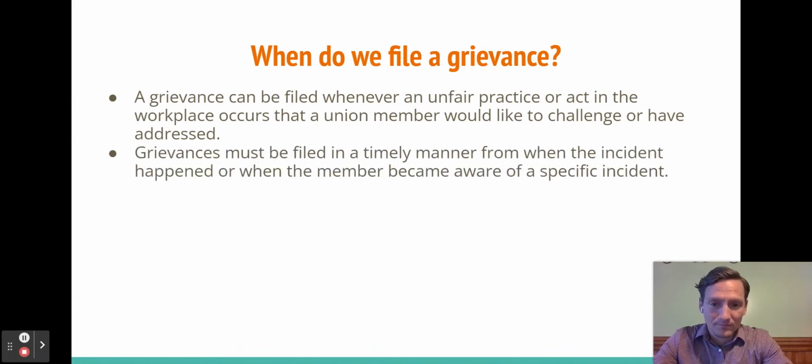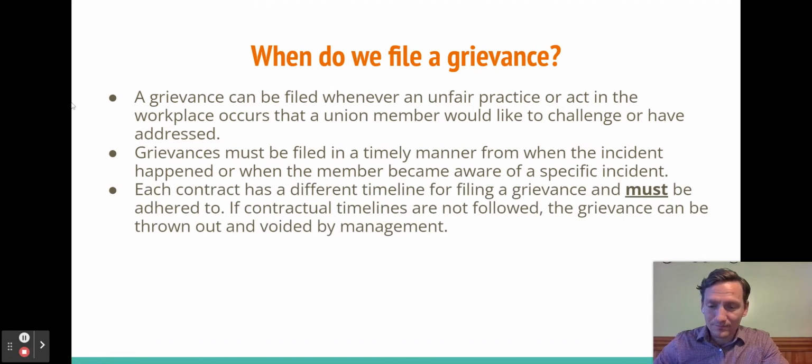Just do it. Now, it's important to know that grievances must be filed in a timely manner from when the incident happened or when the member became aware of a specific incident, right? Sometimes we have members who get overlooked for a promotion, seniority wasn't followed, or overtime opportunities weren't posted. If we're going to grieve that, it's not necessarily from the date the incident happened, but from when the member became aware of that specific thing. We have to understand those deadlines completely to make sure we're not missing out on things, because each contract has a very different timeline for filing a grievance, and it must be adhered to.